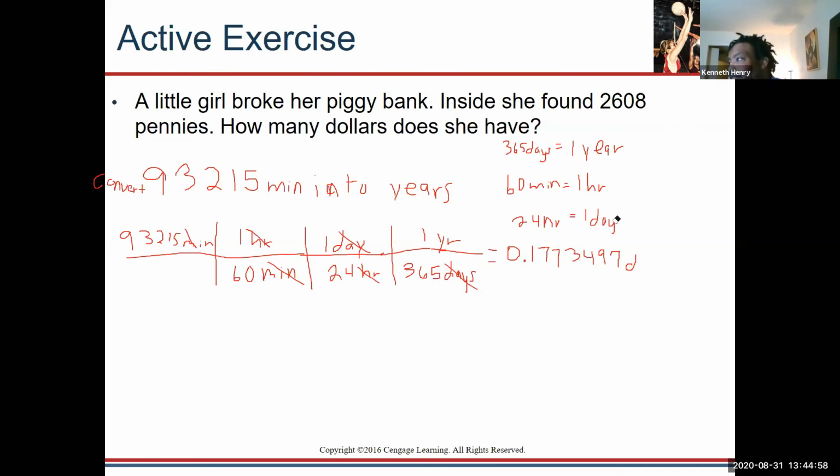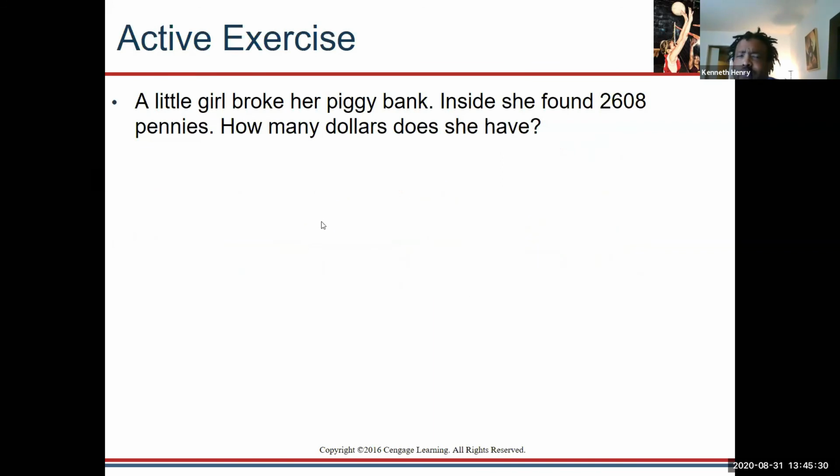So we can use multiple equivalencies, starting from one point, to get to the point that we want to get, right? And that's the point of the problem, okay? Questions, concerns? Good.